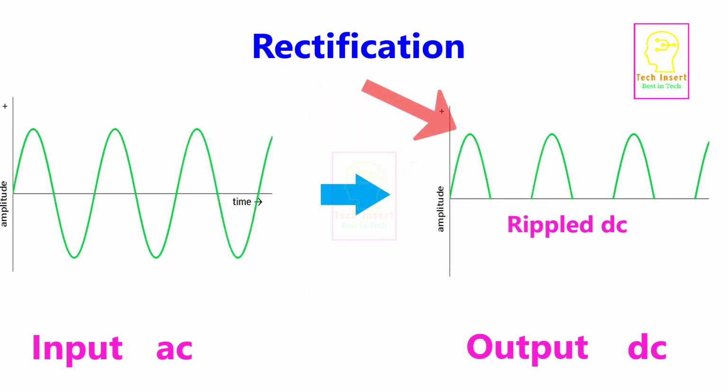The output of the rectification process is not pure DC, it is rippled DC. We will use capacitors, inductors and all for smoothing the rippled DC to almost DC, the purest DC form.